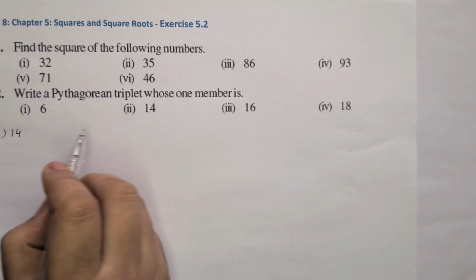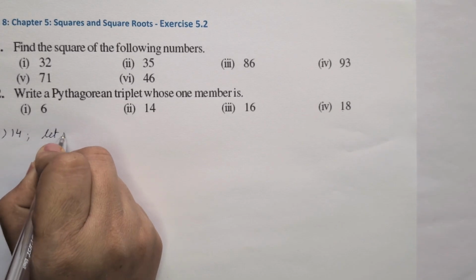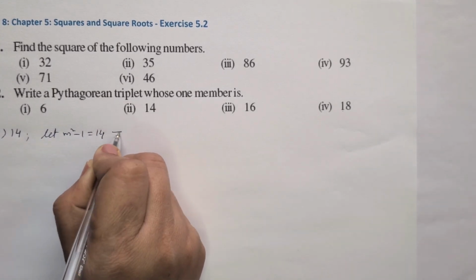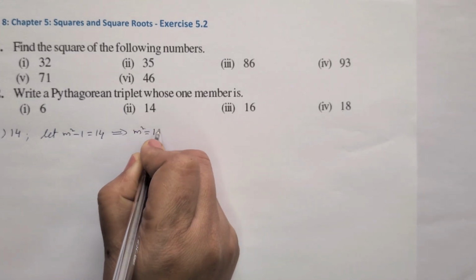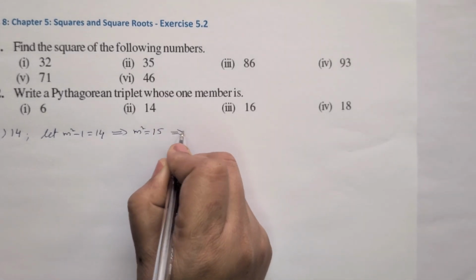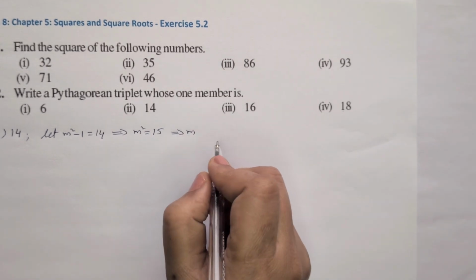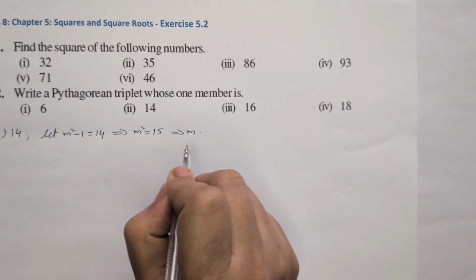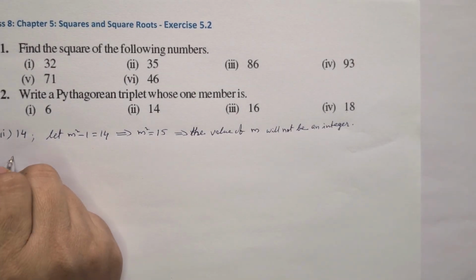That's number 14. So first we can try that. Let m square minus 1 is equal to 14, which implies m square is equal to 14 plus 1, 15. Which implies it will come as root 15, which is not an integer. That means the value of m will not be an integer. Then we can try the next one.